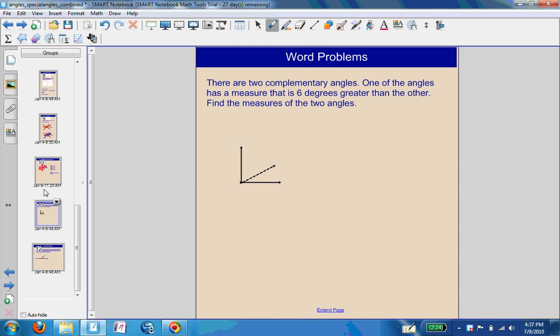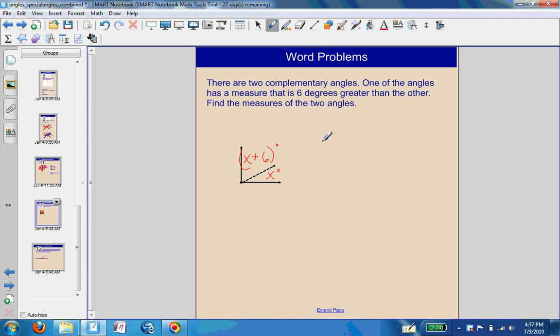Here's a word problem using complementary angles. We have two complementary angles. One of the angles has a measure that is 6 degrees greater than the other. So we have a little angle and then one that's 6 degrees greater than the other. So technically this is how you show the notation since we're dealing with degrees. Find the measures of the two angles.